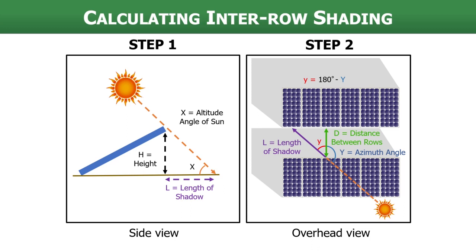That overhead view in step two, now we can get back to two dimensions, and we're looking straight down on the array. The L, the length of the shadow, is what's cast by the sun in the early morning or late afternoon. And the azimuth angle is Y, which we get from our sun chart, but we have to determine what that small y is in red, and we'll show how to do that in step two.